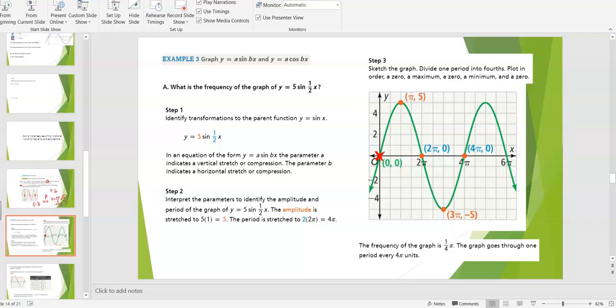And honestly, when you're looking at a function like this, you could look at this. This would be the amplitude, so that would be 5. So I know my highest point would be 5, and then if my midline is 0, which it is right now, y equals 0, the x-axis, the minimum value would be -5. I can see that.